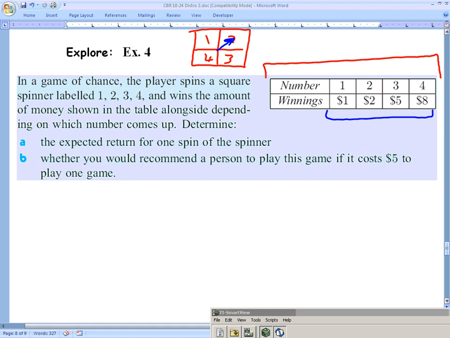So we have basically 4 different outcomes. We can get $1, $2, $5, or $8. I don't really care about the numbers, I care about the money. We would like to know the probabilities. So I could actually add on to this table here.